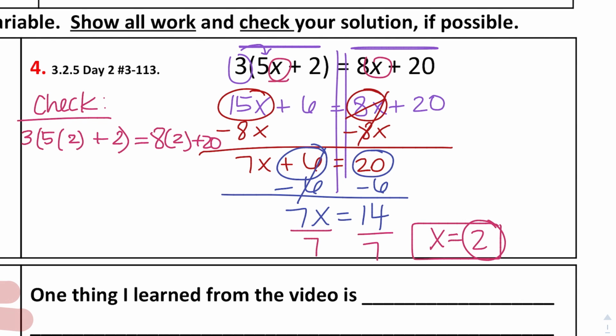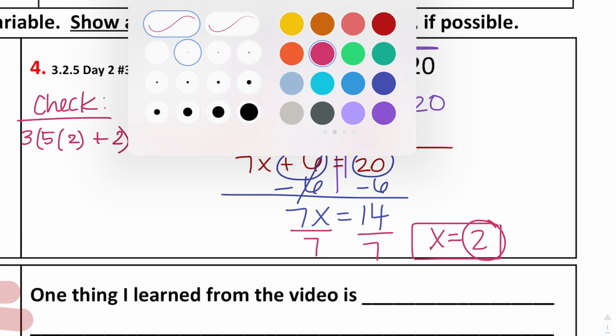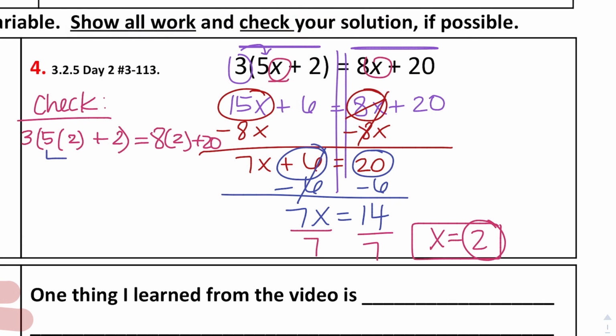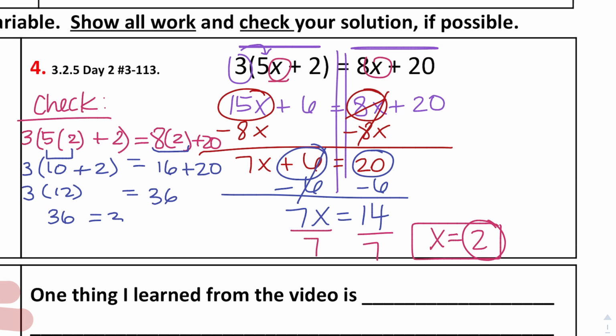And then on the left side, I had 3 groups of 5 times 2 plus 2. So I'm going to work this out from inside out. So 5 times 2 is 10 plus 2 gives me 12. 12 times 3 gives me 36. The left side simplified to 36. Let's see if the right side is the same. 8 times 2 is 16. 16 plus 20 leaves me with 36, and it looks like 36 does work. So it looks like they have identical solutions when I plug it in, which makes this x equals 2 the correct answer.